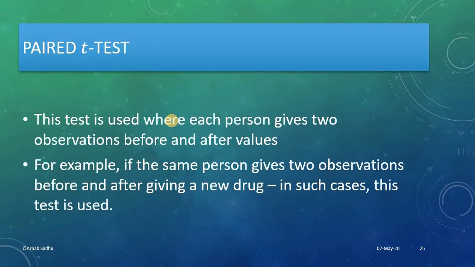Now what is paired test here? So the second part of t-testing is the paired test, and this test is used where each person gives two observations, before and after values. For example, the same person gives two observations, before and after giving a new drug, and in these cases you should use the paired t-test.